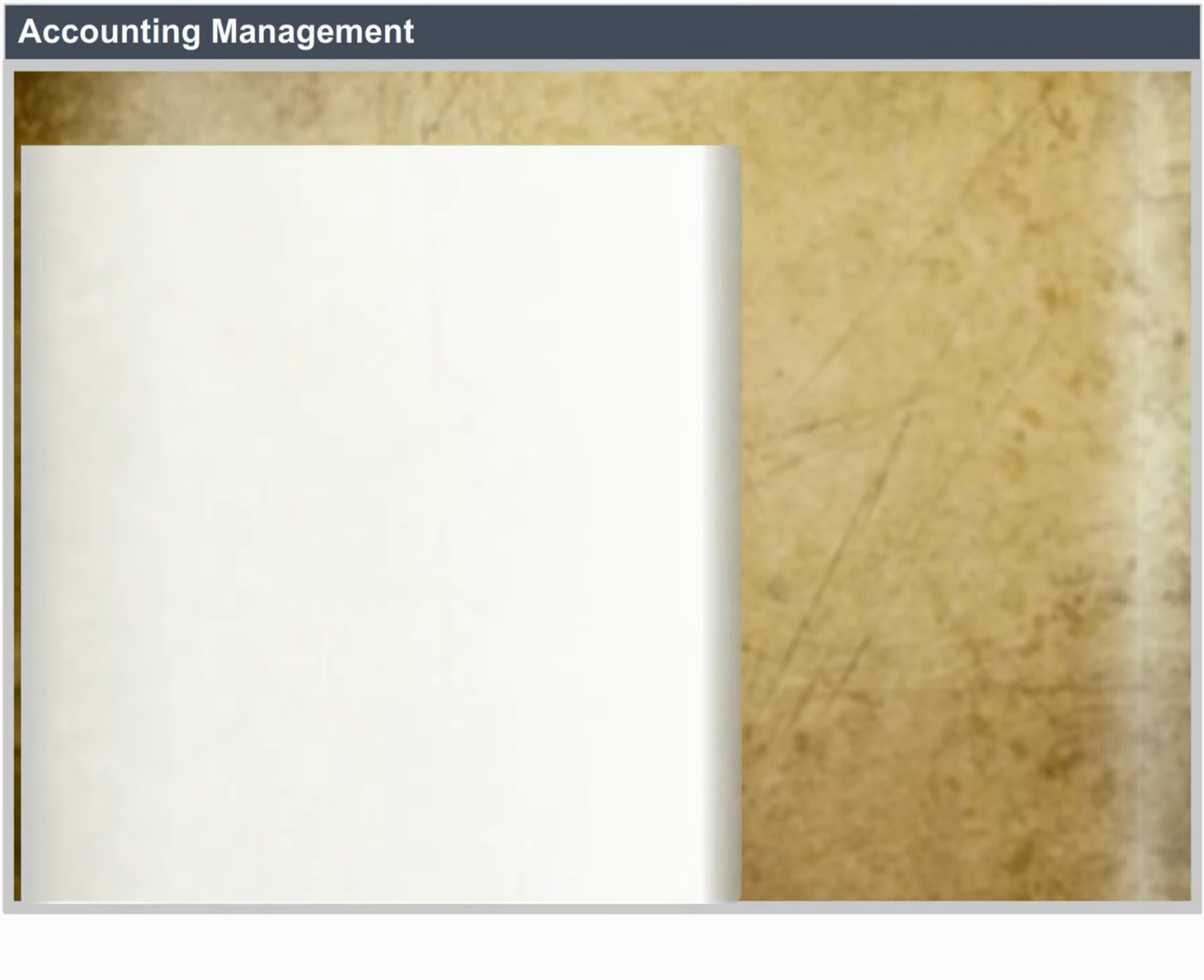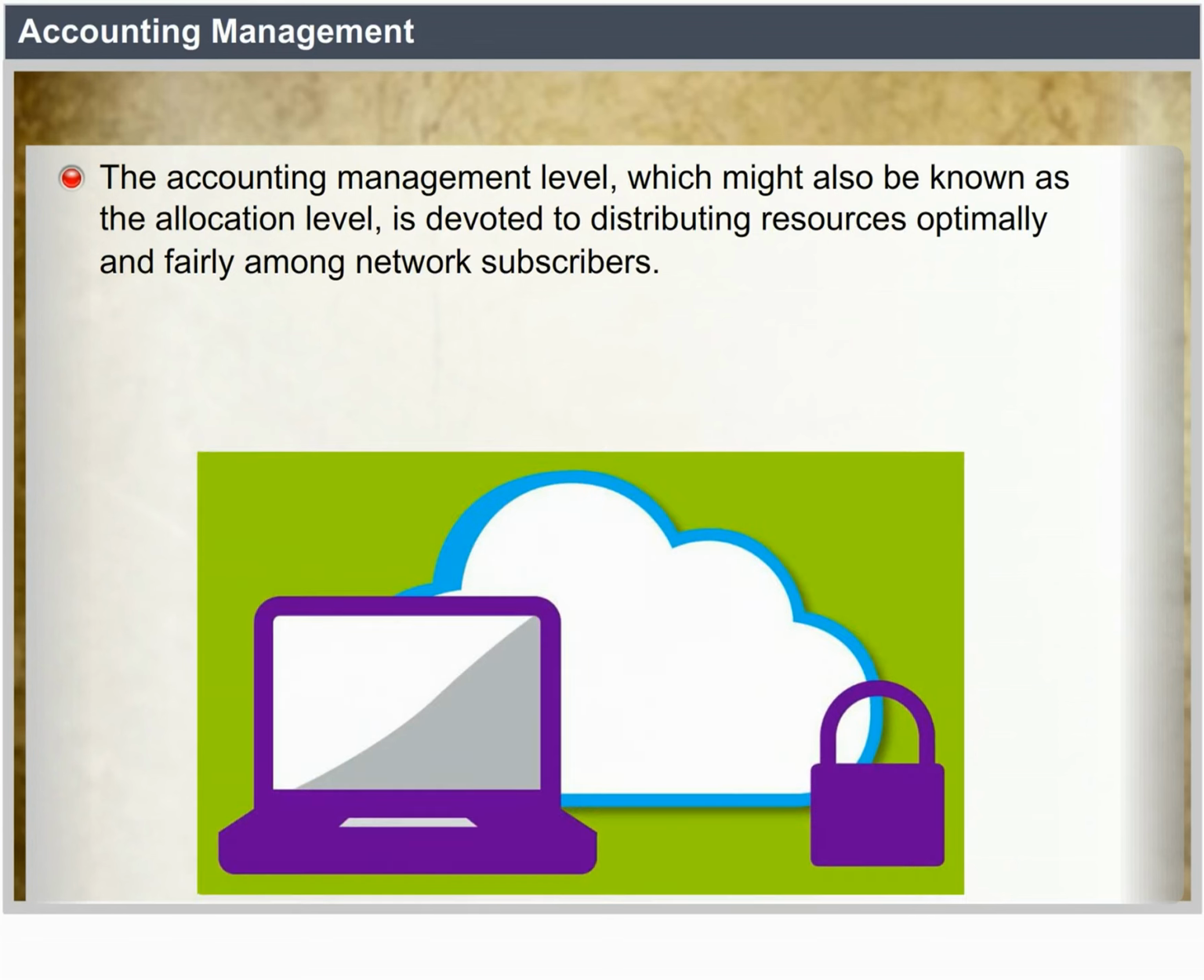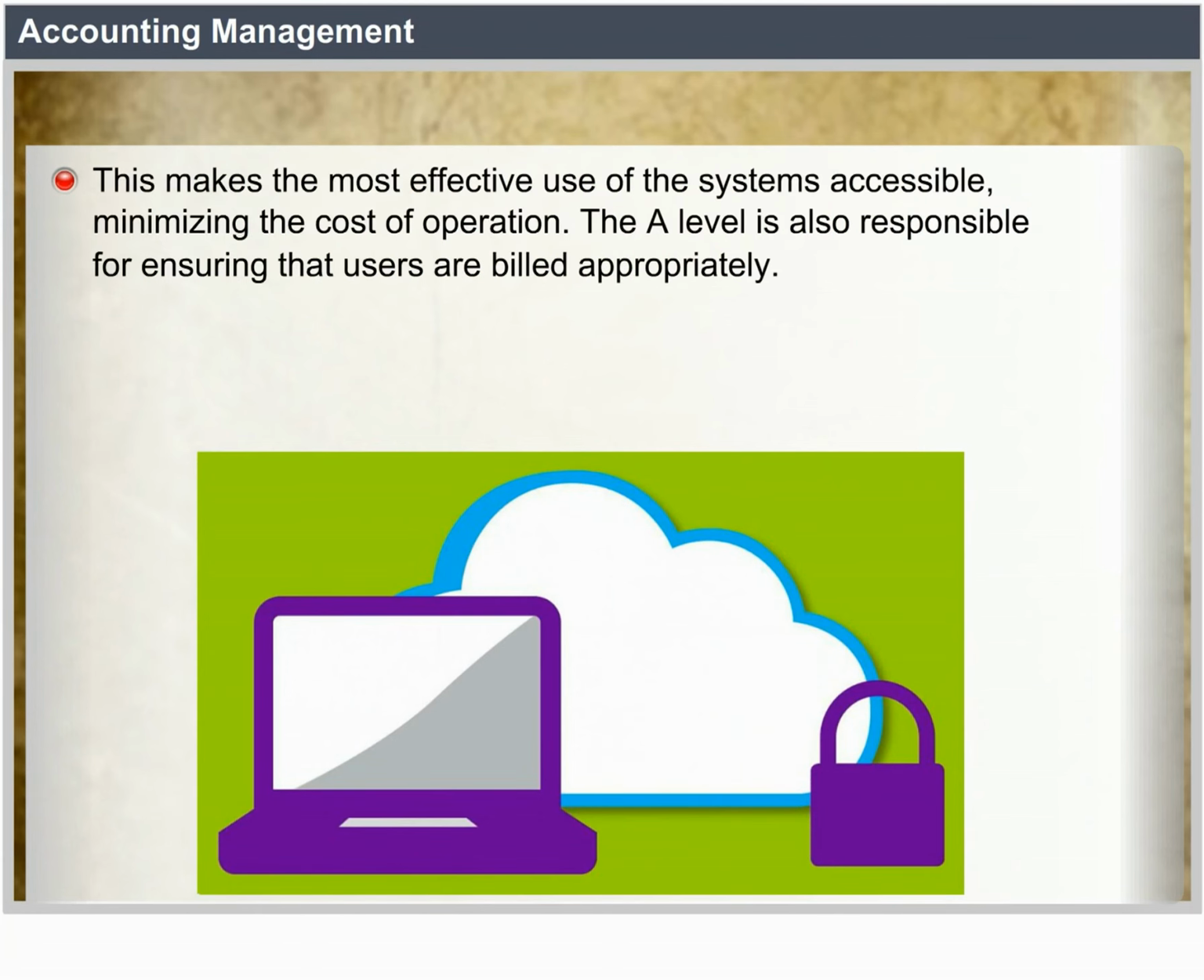Accounting Management. The accounting management level, which might also be called the allocation level, is devoted to distributing resources optimally and fairly among network subscribers. This makes the most effective use of the system available, minimizing the cost of operation. The accounting level is also responsible for ensuring that users are billed appropriately.